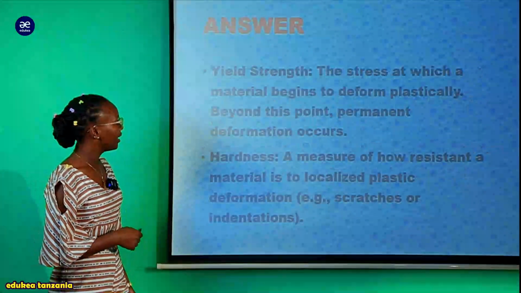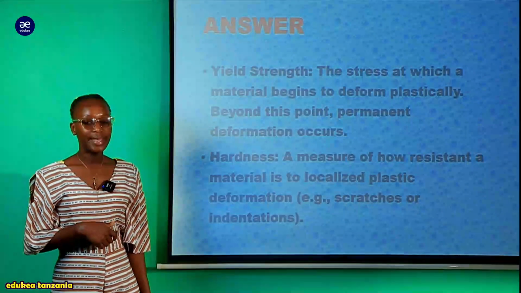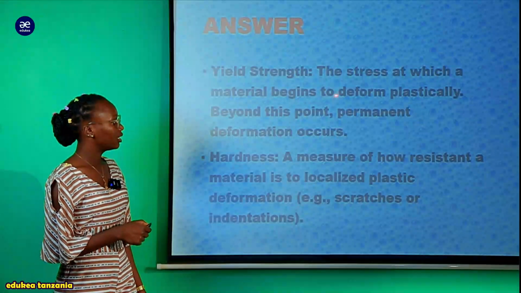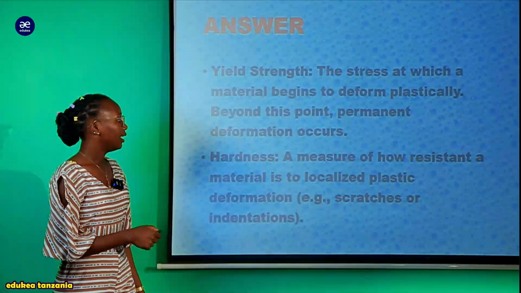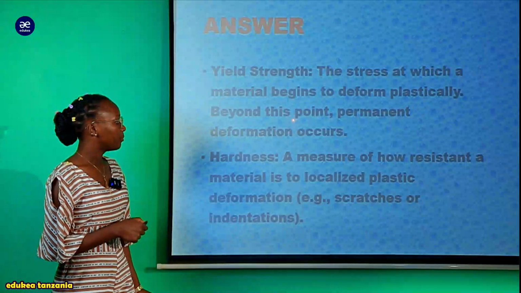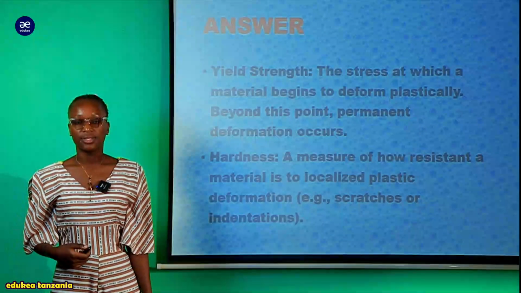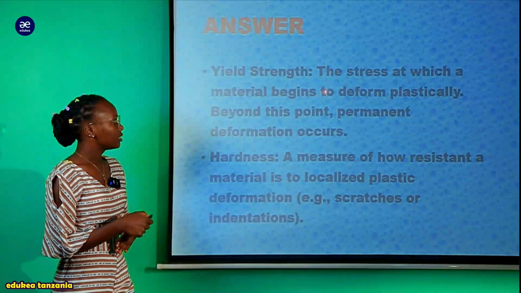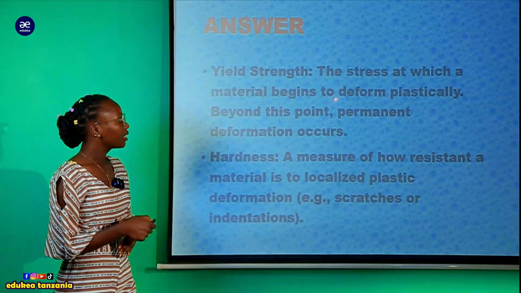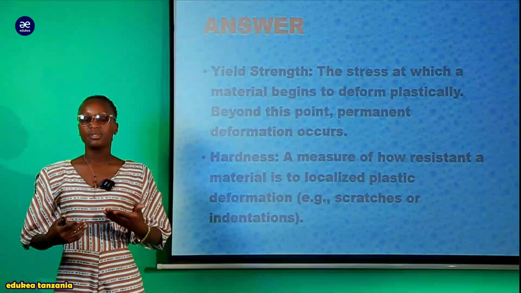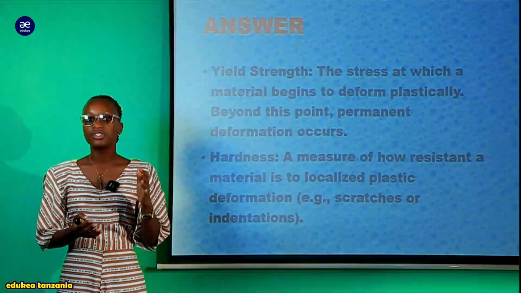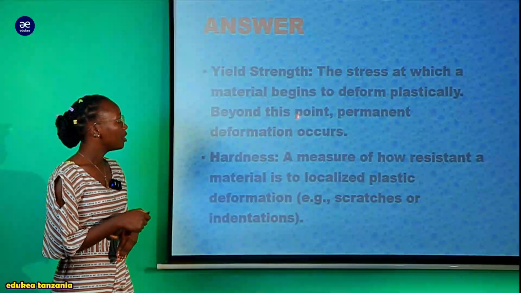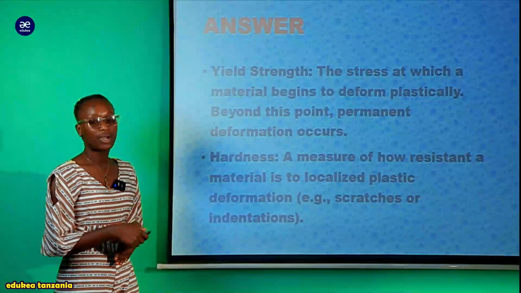But also we have the yield strength. Yield strength, what does it mean? The stress at which a material begins to deform plastically. Beyond this point permanent deformation occurs. Yield strength, yield yani yale matokeo. So you can see that ile ability, material begins to deform plastically. It means that it tends to deform plastically. That material inafanya deformation, ina deform plastically, and finally you can see that beyond this point permanent deformation occurs.